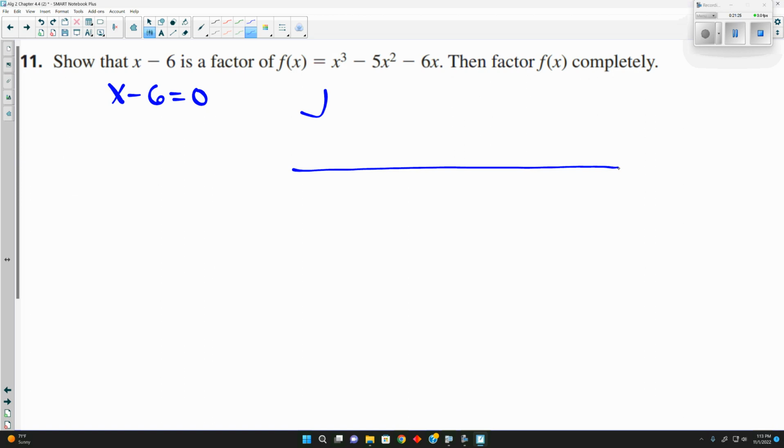So the first thing we'll need to do is get x by itself here. So we would add 6. And again, we're using this to show that x minus 6 is a factor. So 1 for x to the third, negative 5 for x squared, negative 6 for x, and then 0 because we don't have our constant term. Because the degree is 3, we need 4.